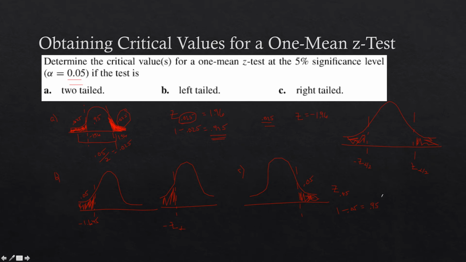Then take your 0.95, and if we go back to our table, table 2, get used to flipping there. If you look for 0.95, you are going to have two that are split again. You're going to have 0.9495, and you're going to have 0.9505.